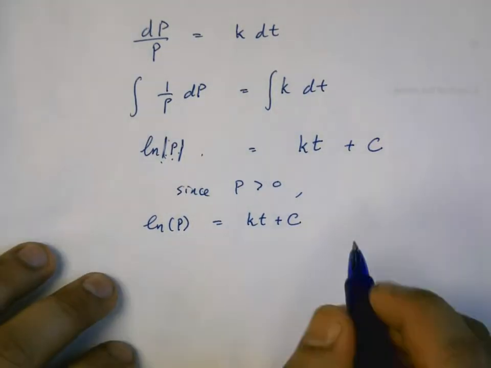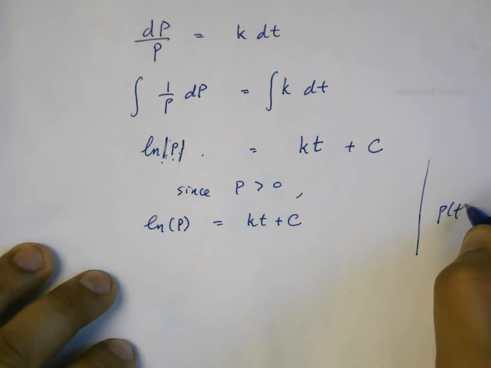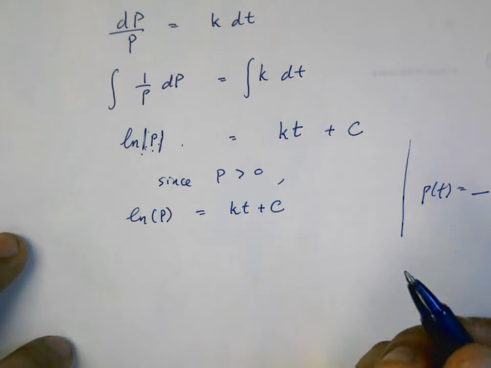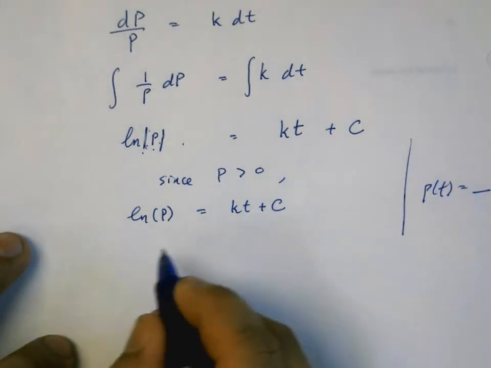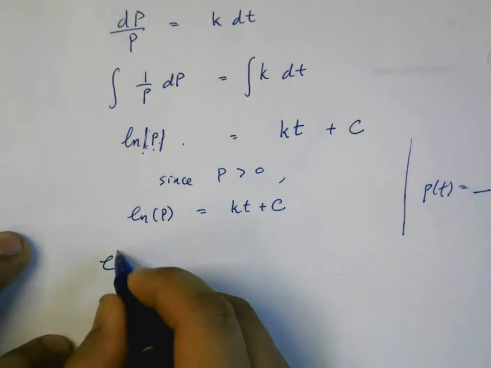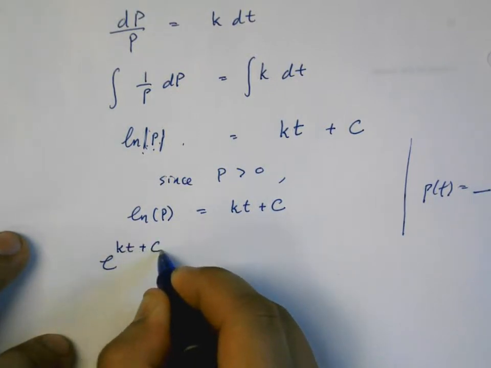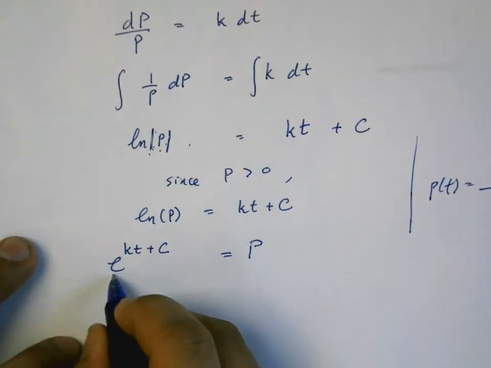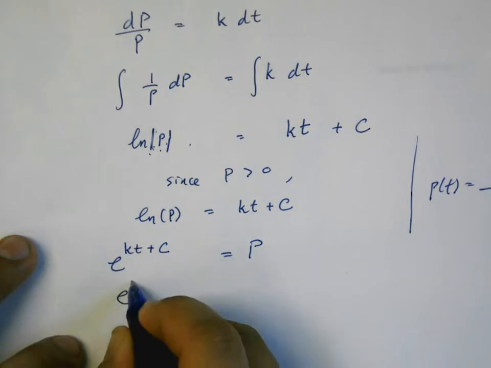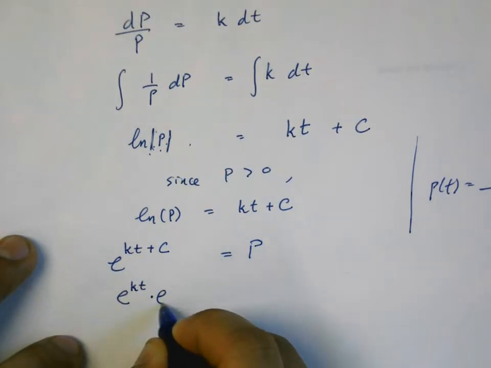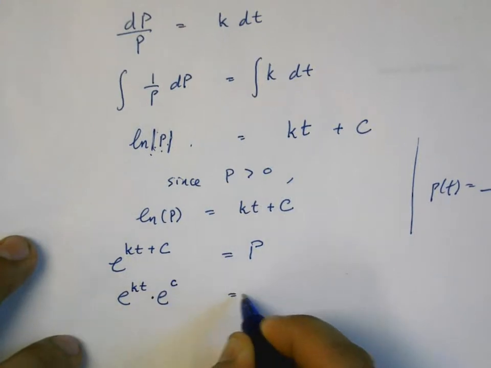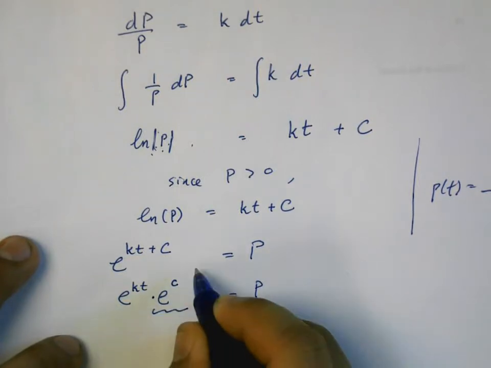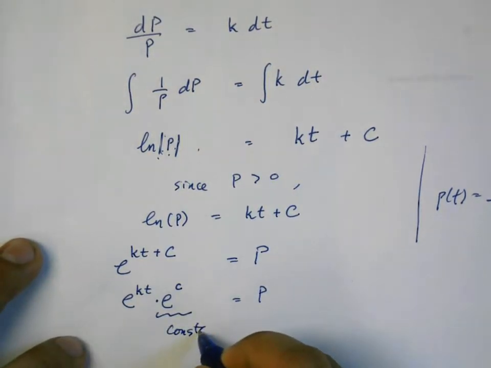And now we want to solve and get something like P of t equals something. So we're pretty much close to getting that done, converted into exponential form. So you have e to the kt plus c is equal to P. Now this e to the kt plus c, that's really e to the kt times e to the c equals that. And then this right here, e to some constant, is also a constant.